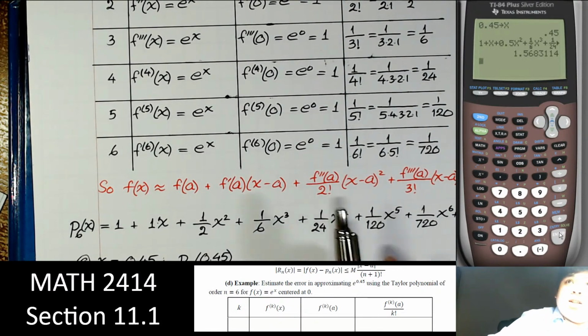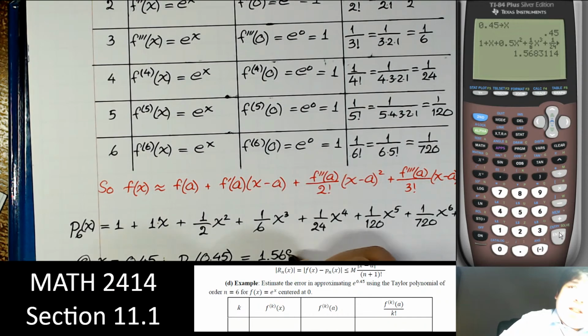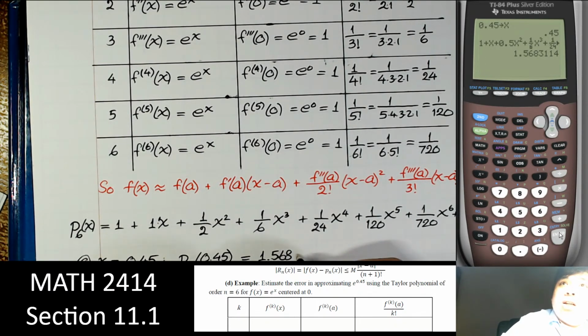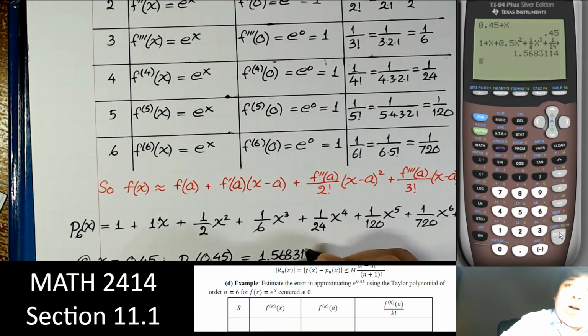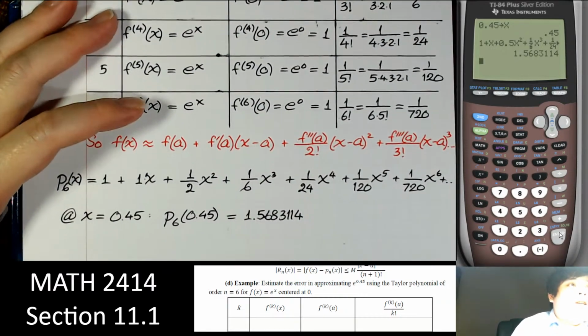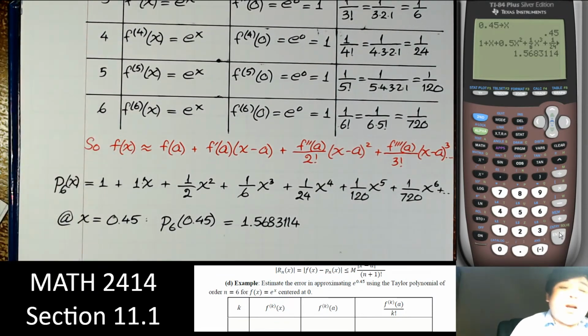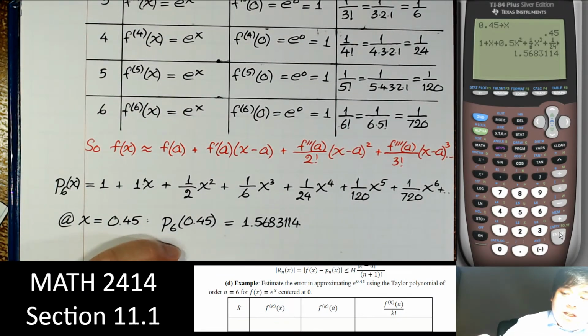So we have that: 1.5683114. Right, so that is the estimated value. Store this into x and evaluate that polynomial, and this is an approximation.